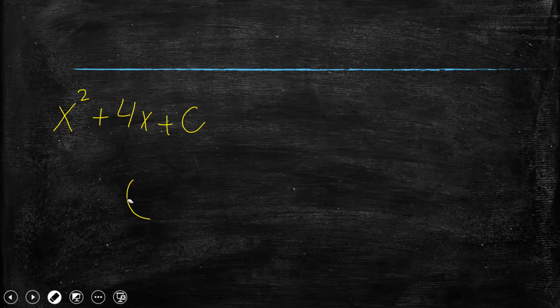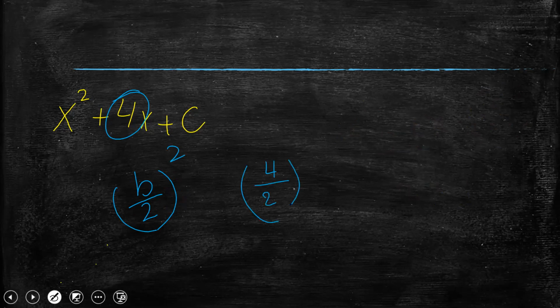Exactly. I use b over 2 squared. Where is b? It is 4. So 4 over 2 squared, which is 2 squared, which is 4. So c here is 4. So the expression is x squared plus 4x plus 4.